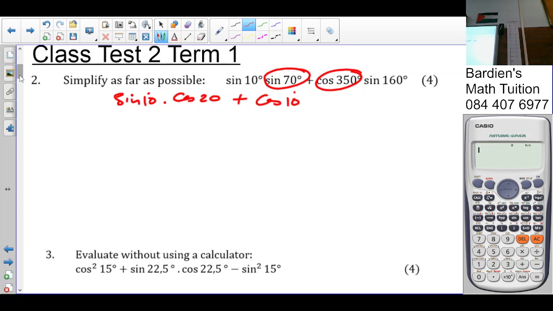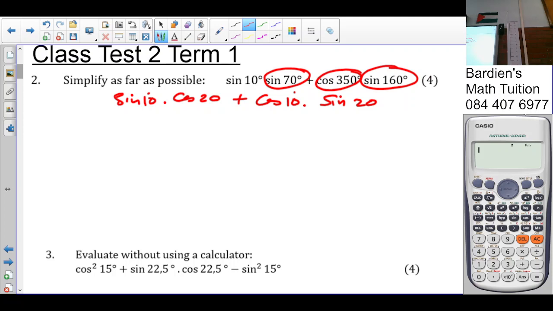Now 160, I could have said 90 plus 70. But because it's a 20 degree here, can you see the 20 degree? So I'm going to try and rope in 20 degrees off that one. And we can then simply say it's going to be sine of 180 minus 20, which is sine of 20.